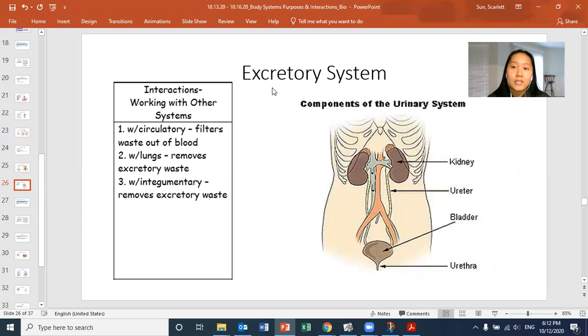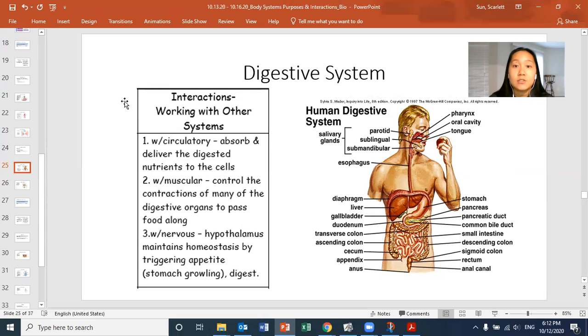The excretory system is the last one we're going to go over today. Oh, sorry, forgot to ask you. So please list out one major interaction that the digestive system has with another organ system and tell me what they are doing together.